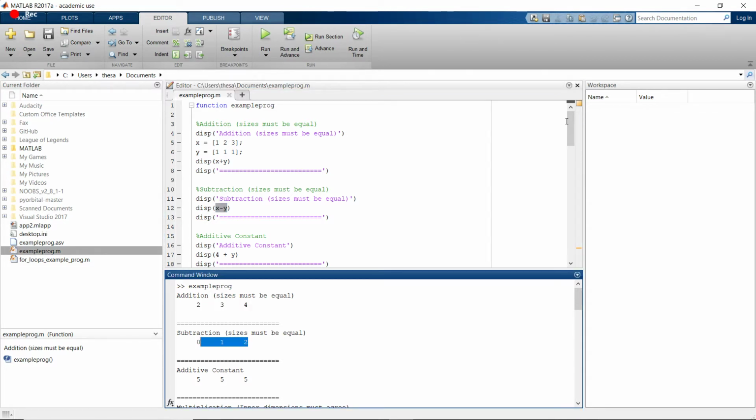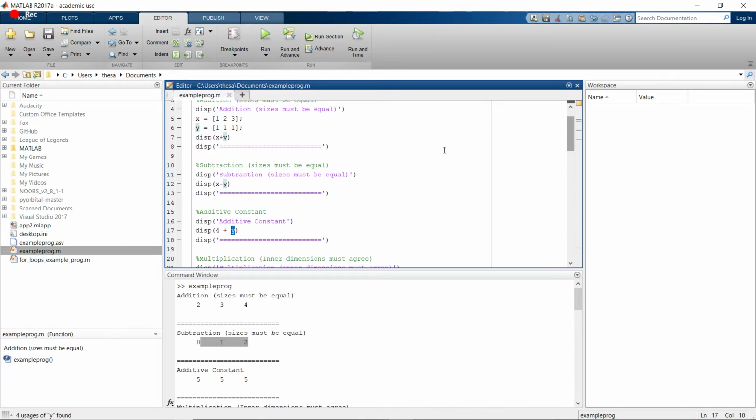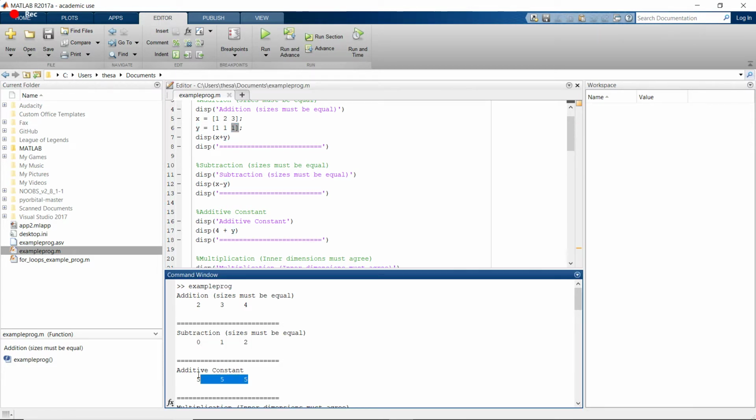We can also do something called an additive constant, or also known as an additive scalar. And what this does is this will take a scalar value, in this case 4, and add it to every element of a given matrix. So I'm adding 4 to every element of y. So we get 5, 5, 5 as an output.